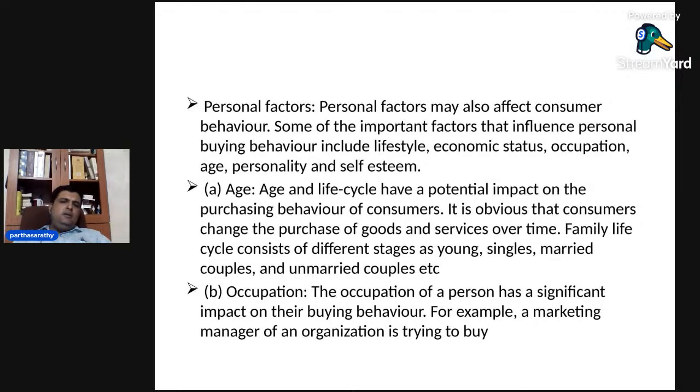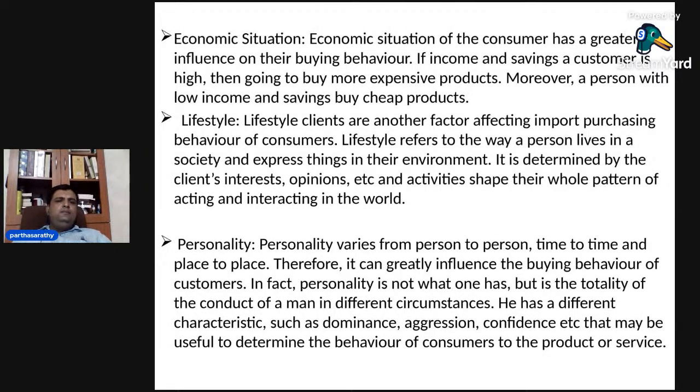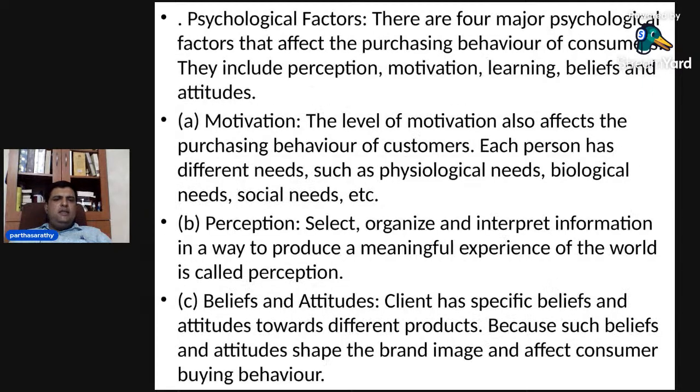So occupation, for example, a marketing manager in an organization. These are very important. Then economic situation. The economic situation of a consumer has a greater influence on their buying behavior. If the income and savings of a consumer, see, that is why the concept of national income is taken into consideration. So the income level. The next ones are lifestyle and personality, which I'll be discussing in detail in a future class.